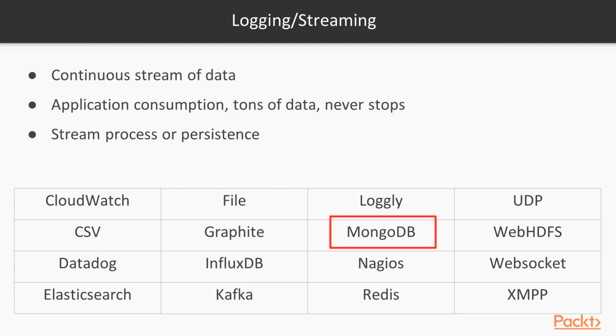MongoDB is another great persistence mechanism. Nagios is your system monitoring application. Redis has a publish-subscribe module or data type within it, so you can have a log stream coming out of Logstash to a pub sub in Redis. You can broadcast UDP packets on the network if you want.